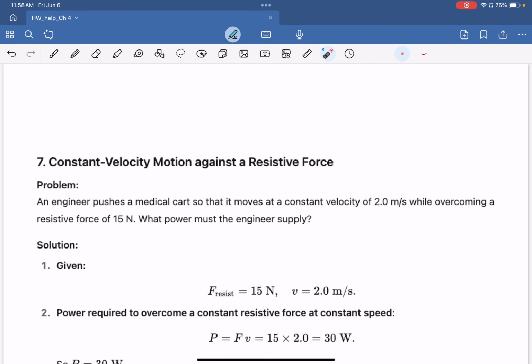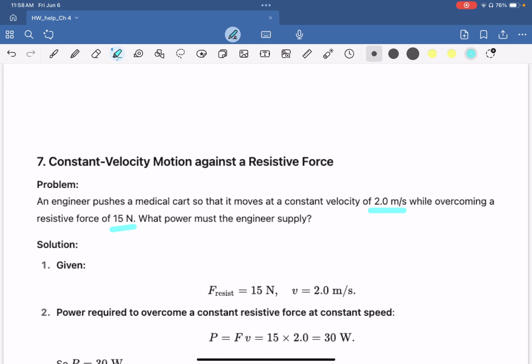Constant velocity motion against a resistive force. All right, let's see what you got here. An engineer pushes a medical cart so that it moves at a constant velocity of 2.0 meter per second. So we have the velocity while overcoming a resistive force of 15 Newton. So the force is given and the velocity is given. You're asked to find the power.